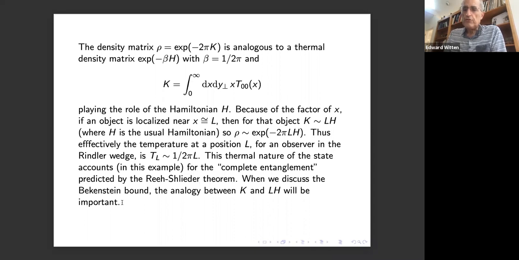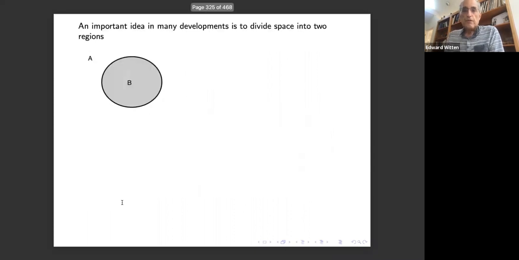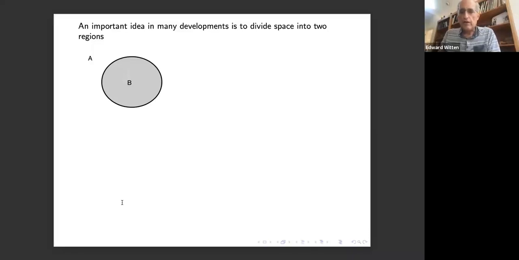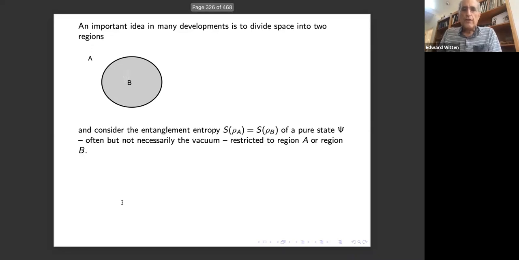For example, in 2 dimensions, well, let's get back to it after we discuss some ultraviolet divergences. Okay, so we were about to get to one, actually. I was going to say the following. In many developments, you want to divide space into 2 regions, A and B. I've drawn a case where B is compact and A is not. And then you take a pure state like the vacuum.